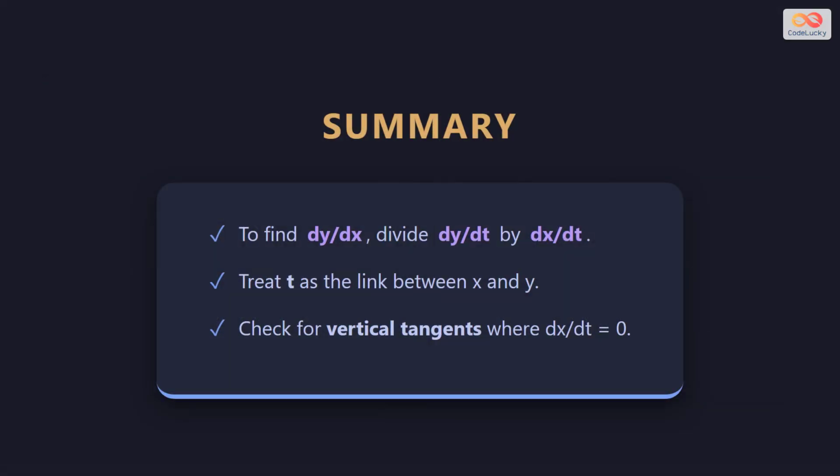To summarize, calculating the slope for parametric equations is straightforward. You treat t as the link between your variables. You calculate the rates of change for x and y independently, and then divide the vertical rate by the horizontal rate. This method allows us to analyze complex curves that might be difficult to express as standard functions.